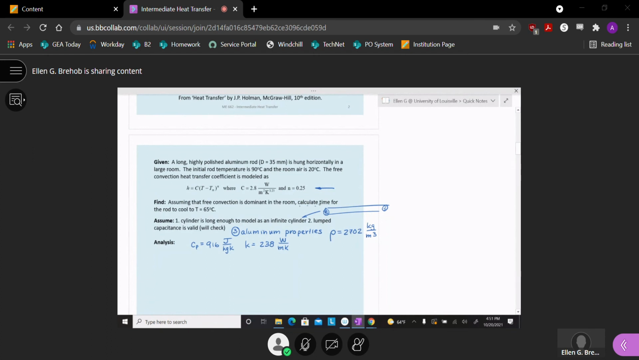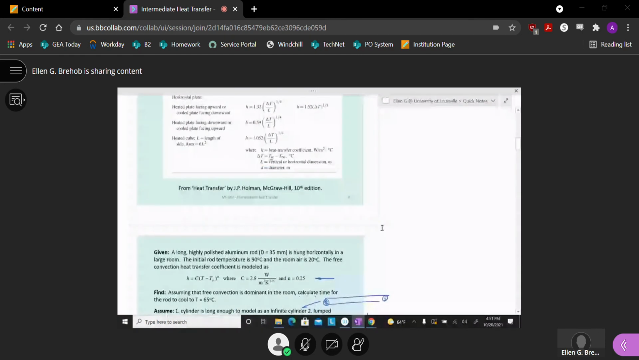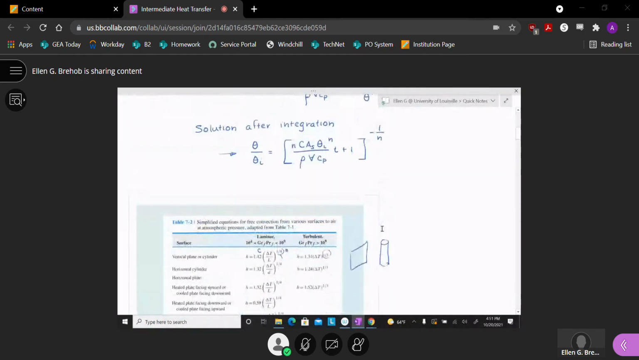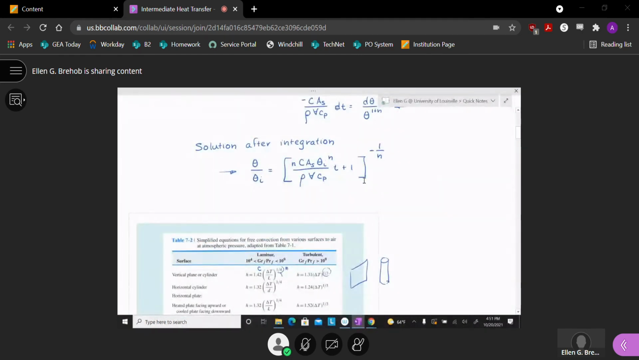And again, so we're going to try and solve for time. So if I look back in this equation that we're going to implement, yeah, we're going to end up solving for this guy. So a little bit of rearrangement to the equation.